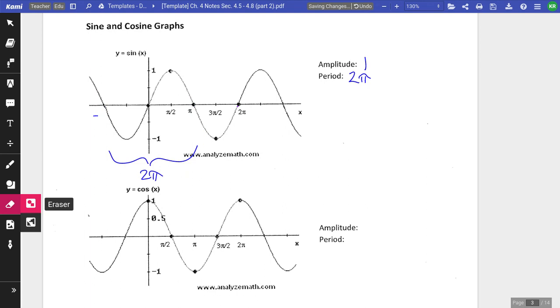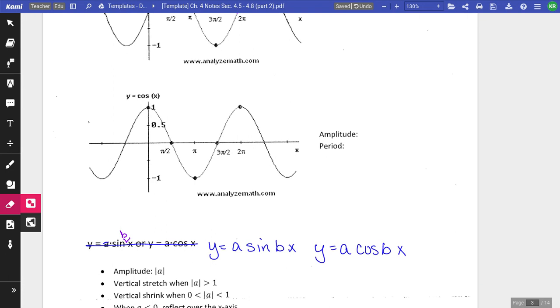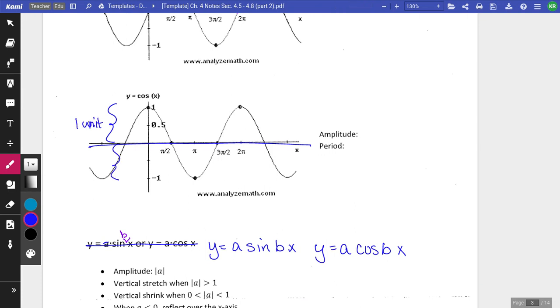Okay, all right, cosine, same thing. Again, maximum is +1, minimum is -1. That's a distance of 2 units. Cut it in half, 1 unit, or think midline. Here's my middle. Up 1 unit to the maximum value. Here, down 1 unit to the minimum value. My amplitude is 1.